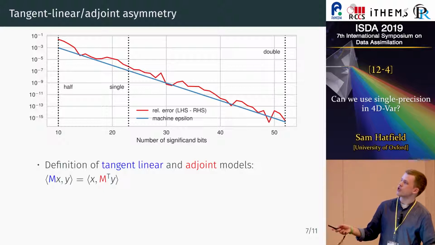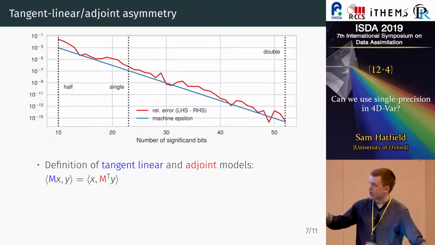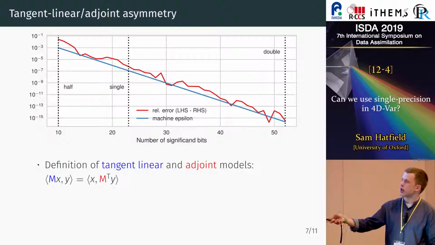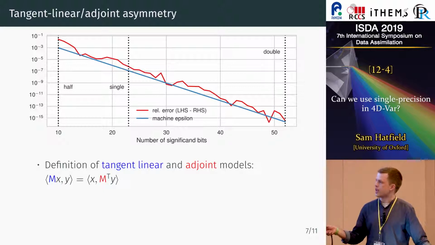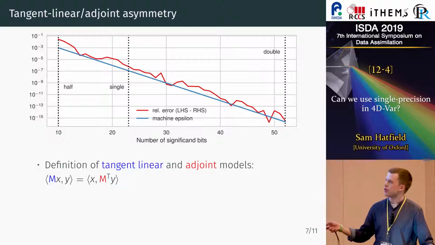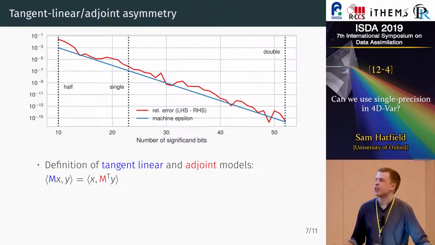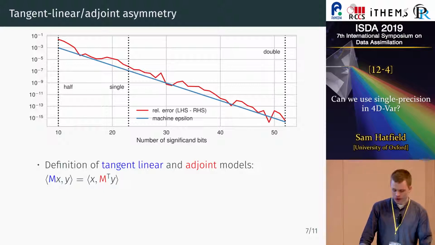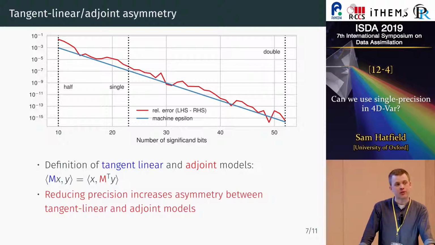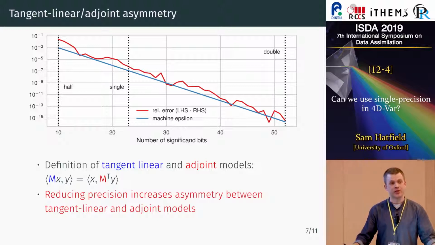So this plot here shows the relative error on the red curve between the left-hand side and the right-hand side. And on the x-axis, we have the level of precision. So we have high precision on the right and low precision on the left. And I've marked out double, single, and half there. And you can see that the difference goes up as we lower precision, almost exactly with the machine epsilon, actually. So in other words, when we lower precision in the tangent linear and the adjoint models, we increase the asymmetry between those two. And we might expect this to have some deleterious effects on the minimization process.